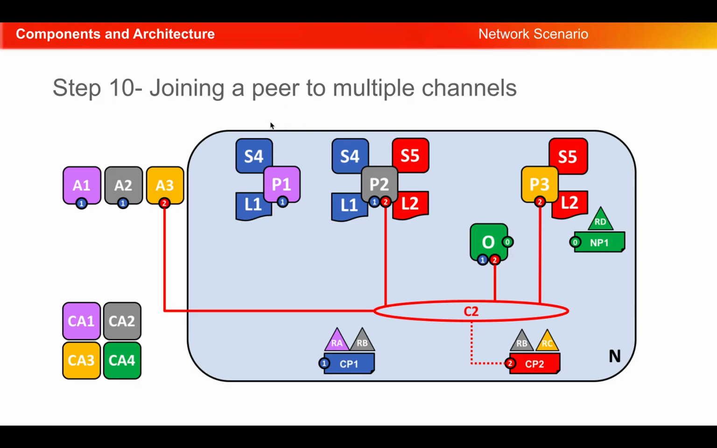Next, joining a peer to multiple channels. As we have seen in the previous section, P2 was part of the channel C1. Now, organization B decides that P2 will be part of both channel C1 and C2. So that is why you can see in the picture that P2 is connected to C2 as well, which is channel 2.